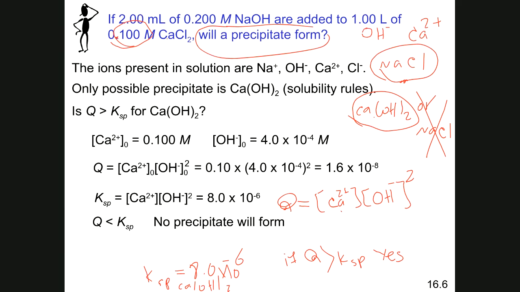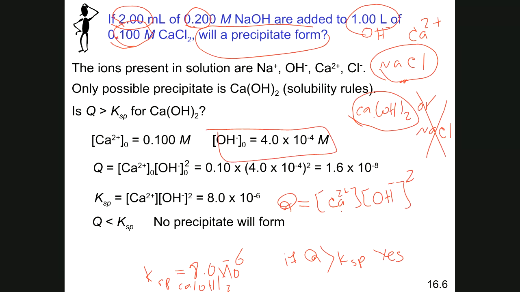Okay. We have the 0.1 molar of the calcium ion. The concentration of the hydroxide ion, we have 0.2 molarity, 2 milliliters. So molarity times volume in liter gives you the number of moles, divided by the 1 liter that we have. So it's going to be 0.2 times 0.002 liters. So that's where this OH is coming from.